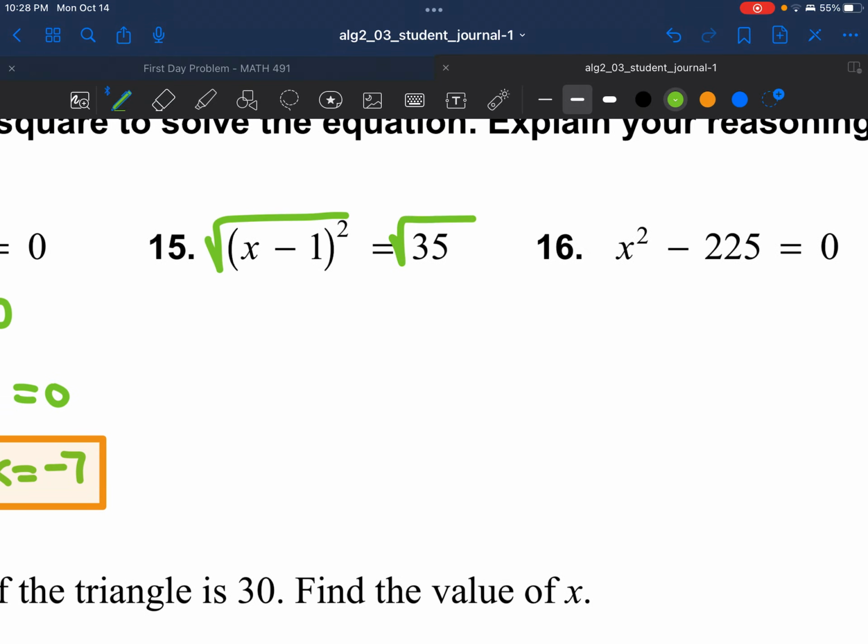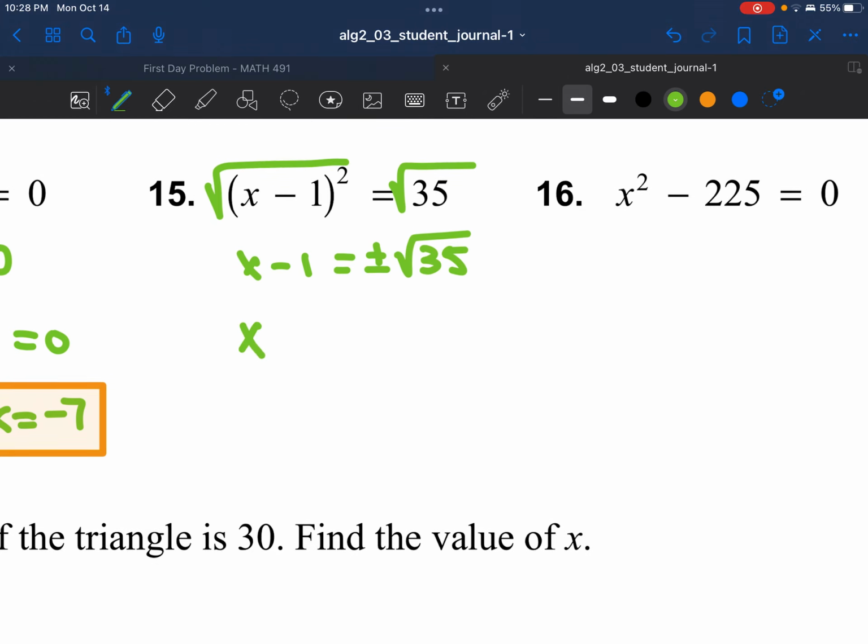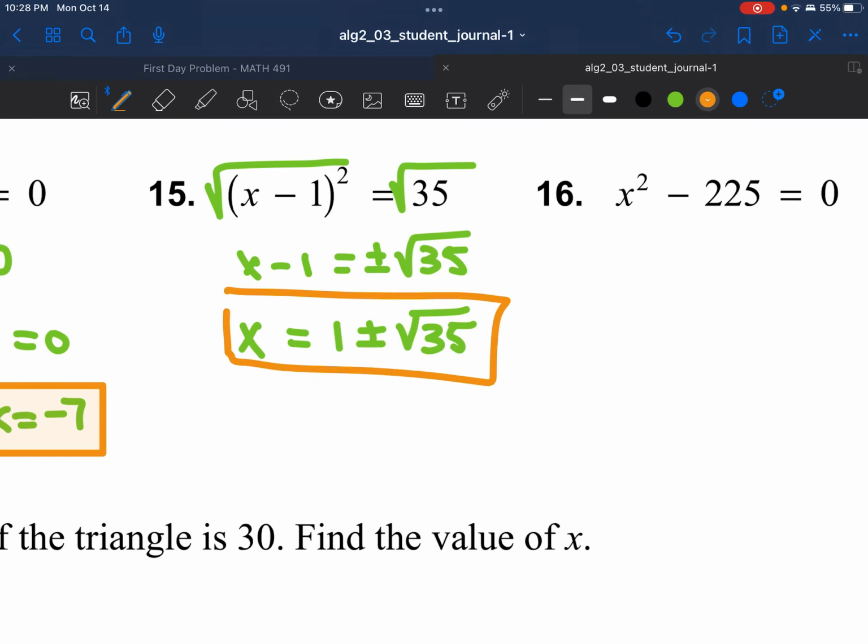Okay, this one I'm going to take the square root of both sides. So we're going to solve this one with square roots. x minus 1 equals plus or minus the square root of 35. Like we talked about earlier, you can't really take the square root of 35. It breaks up into 2 primes. But I can add 1 to the other side. So 1 plus or minus the square root of 35. Those are your 2 answers there.